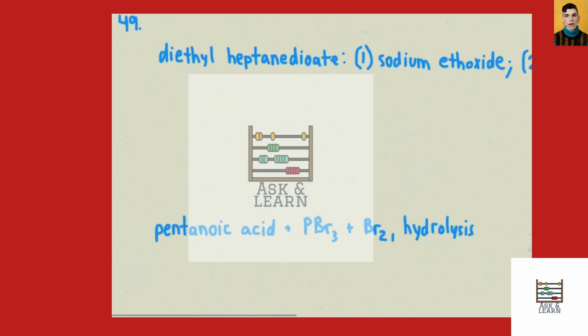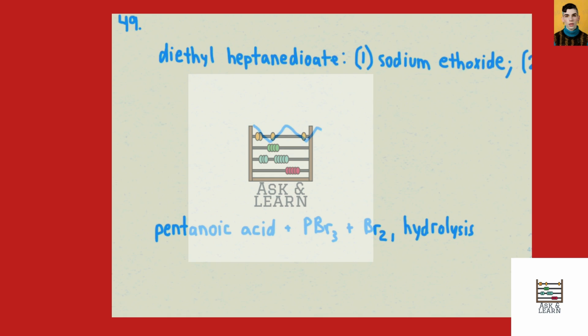So first up, I have diethyl heptane dioate. Because that is the compound name, I'm going to start off with the very back and then work my way from right to left. Dioate means I'm going to have 2 esters on my heptane, so that's going to be 2 esters on my 7 carbon chain. So let's go ahead and write that out.